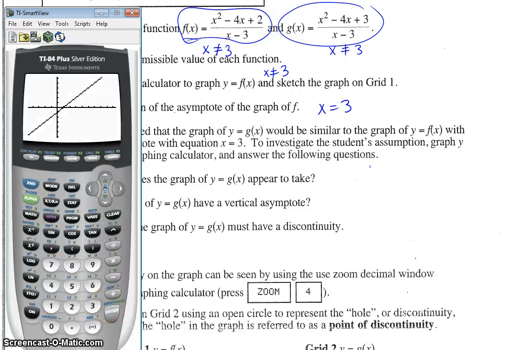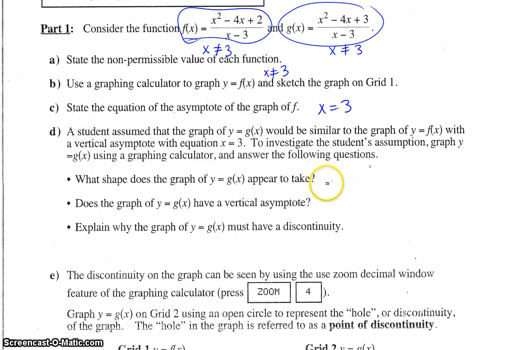So g of x, really the only difference is this one number, right? Instead of plus 2, it's plus 3. So we changed that and look at what it did to the graph. You probably think you did something wrong, right? Well, no, this is what it's supposed to look like, except it doesn't look anything like the other graph. It actually looks like a linear function, doesn't it?